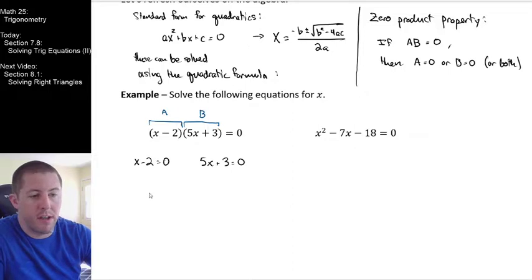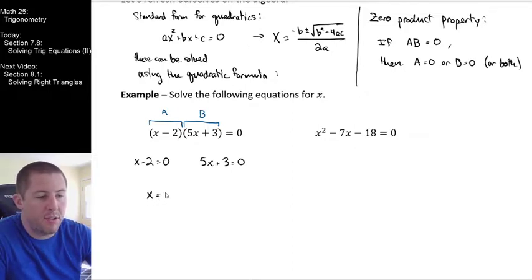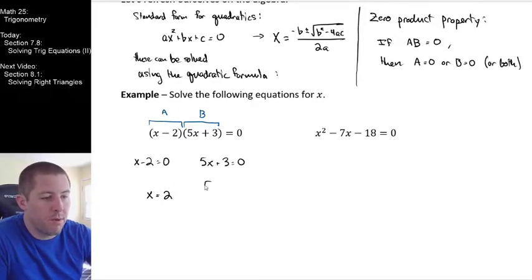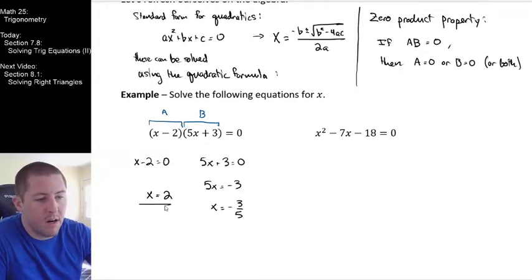So to solve the first, all I got to do is add 2 to both sides, and I arrive at the solution of x equals 2. That's one of our solutions. The other one here, I've got to do at least 2 algebra steps. I'm going to subtract 3 from both sides, and I'll divide both sides by 5. And so it looks like negative 3/5 is our other solution here.